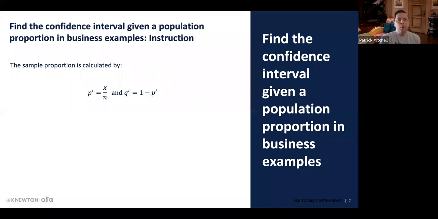The sample proportion is calculated like this. It's denoted P prime by your book. And you just do X divided by N, where X is the number of elements in the sample that have the desired property, divided by the total number in the sample. And then Q prime is just 1 minus P prime.